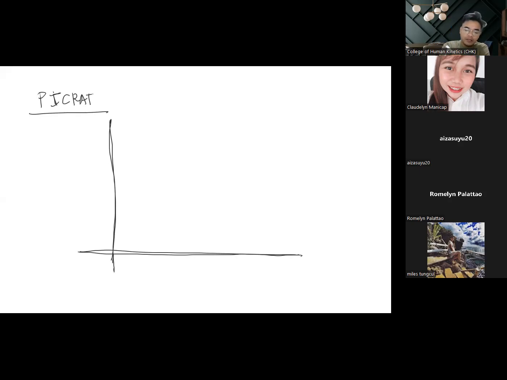So the P here stands for passive, the I stands for interactive, and the C stands for creative. While here, the RAT stands for replacement, replacing, I should say.